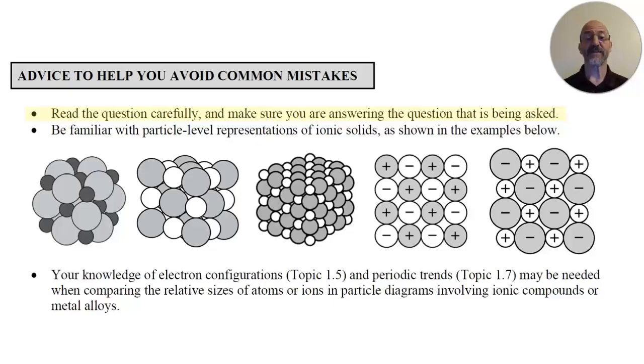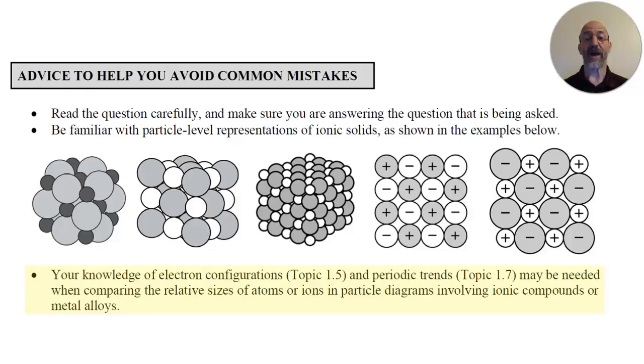My next piece of advice is specific to topic 2.3, ionic solids. Be familiar with particle level representations of ionic solids as shown in the examples below. Now you'll notice that some of these particulate diagrams have particles with different sizes. So my next piece of advice is your knowledge of electron configurations, topic 1.5, and periodic trends, topic 1.7, may be needed when comparing the relative sizes of atoms or ions in particle diagrams involving ionic compounds or metal alloys.